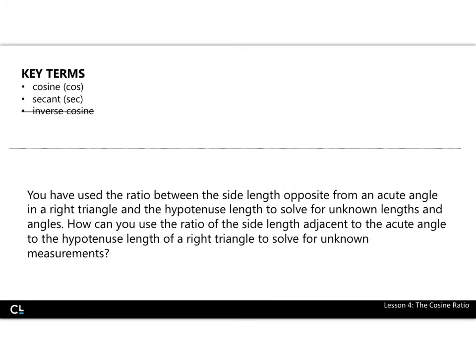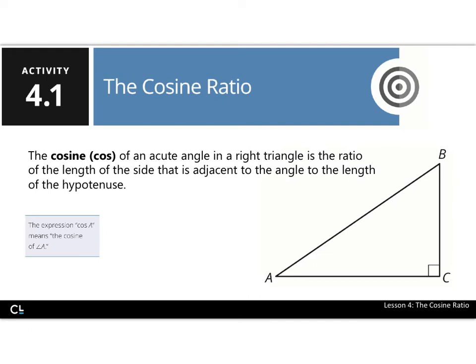All right, so then again, our new key terms, we have cosine and we have secant. And again, we won't be using the inverse cosine here. All right, the cosine of an acute angle in a right triangle is the ratio of the length of the side that is adjacent to the angle to the length of the hypotenuse. All right, so we saw that tangent was the opposite over the adjacent. Sine is opposite over hypotenuse. And now we see cosine is adjacent over hypotenuse.